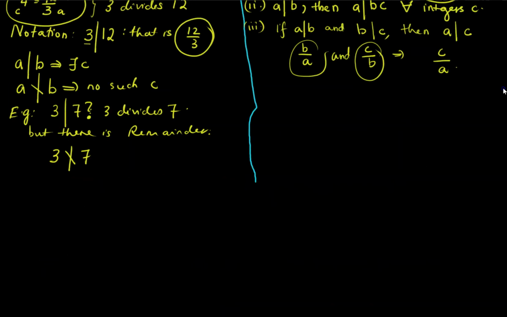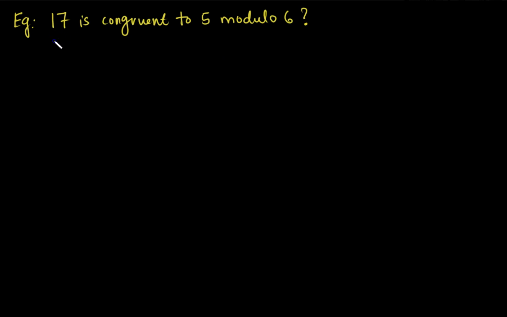Okay, so now let's take a look at an example. We want to see an example. Is 17 congruent to 5 modulo 6? And the other one is, are 24 and 14 congruent modulo 6?